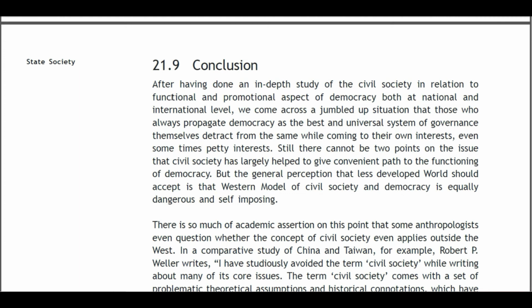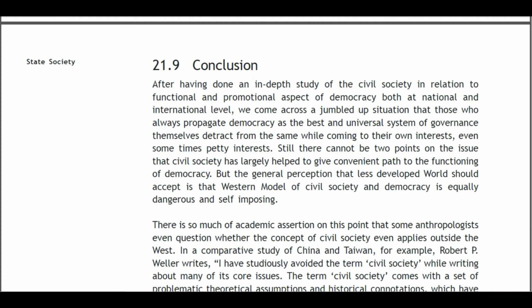21.9 Conclusion. After having done an in-depth study of civil society in relation to the functional and promotional aspects of democracy, at both national and international levels, we come across jumbled-up institutions, where those who always propagate democracy as the best and universal system of governance themselves detract from it when it comes to their own interest, even sometimes petty interest. Still, there cannot be two opinions that civil society has largely helped to give a convenient path to the functioning of democracy.